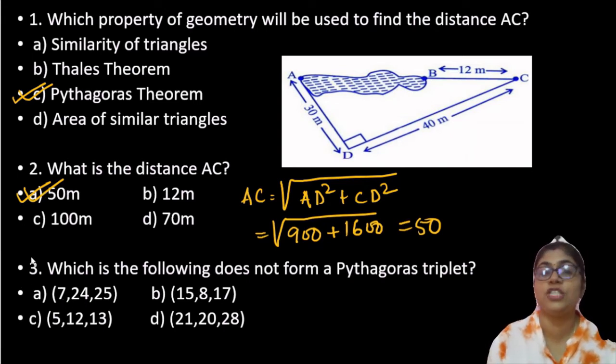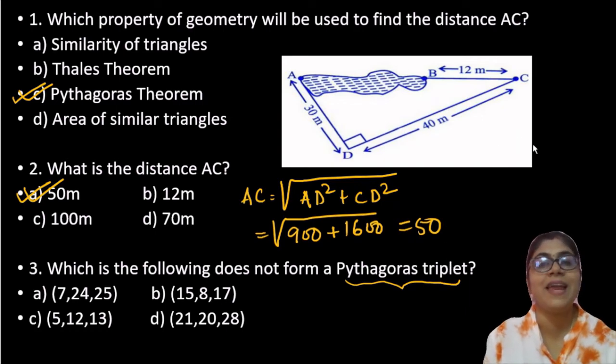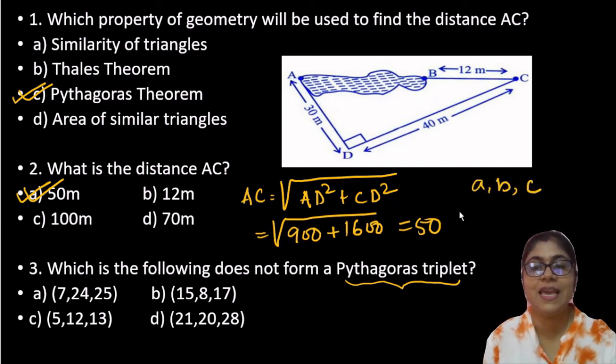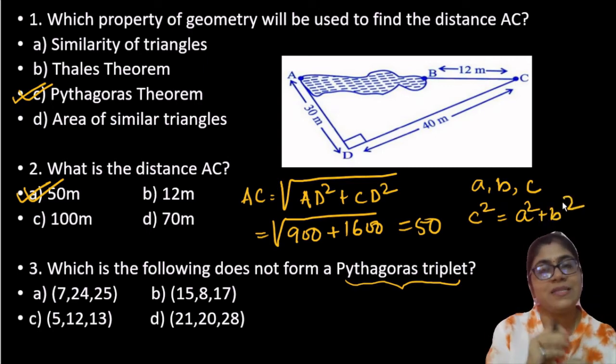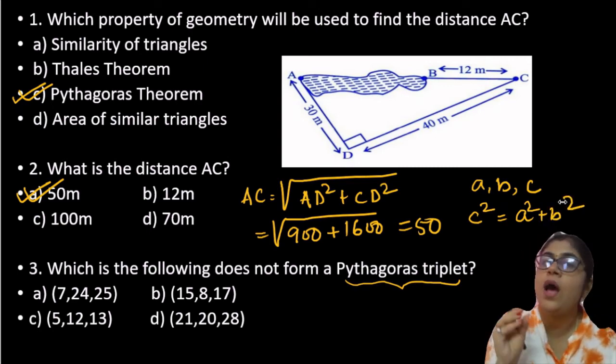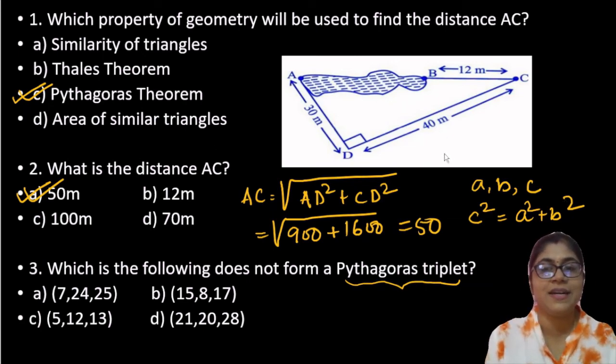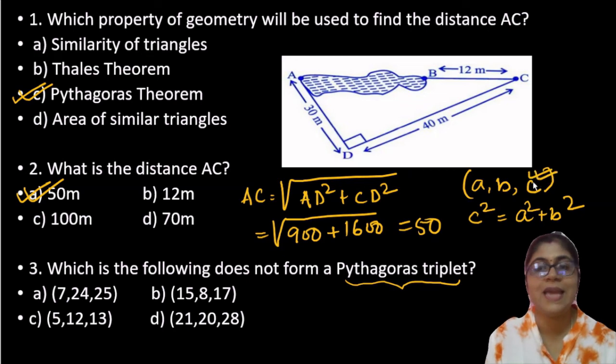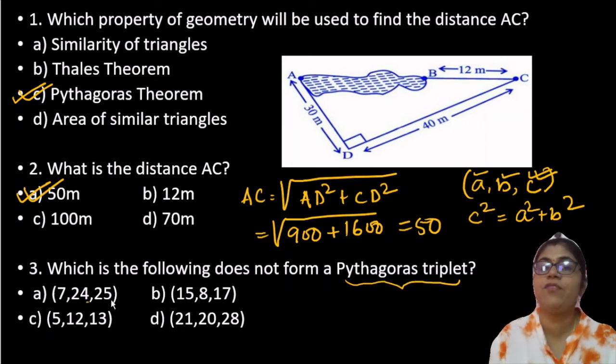Now let's move to question number 3. Which of the following does not form a Pythagoras triplet? What do you mean by Pythagoras triplet? Pythagoras triplet means 3 integers A, B and C, which we can write as C square is equal to A square plus B square. That means 3 integers which satisfy the Pythagoras theorem. Generally, it is written as ABC, where C is the hypotenuse and A and B are two other sides of any right angle triangle. So here 7, 24 and 25.